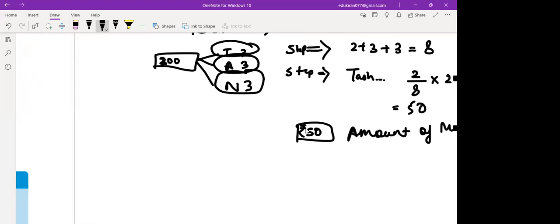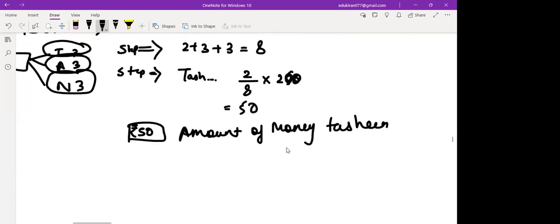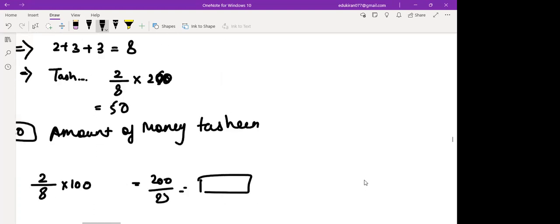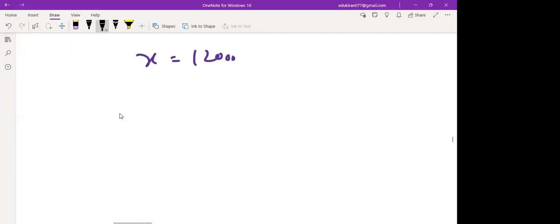But in case I ask you to find the percentage of the amount that Tashin got, so for percentage, what will you do? 2 by 8 multiplied by 100. So it became 200 by 8 and you got the answer. Getting the point, students? Yes, ma'am.